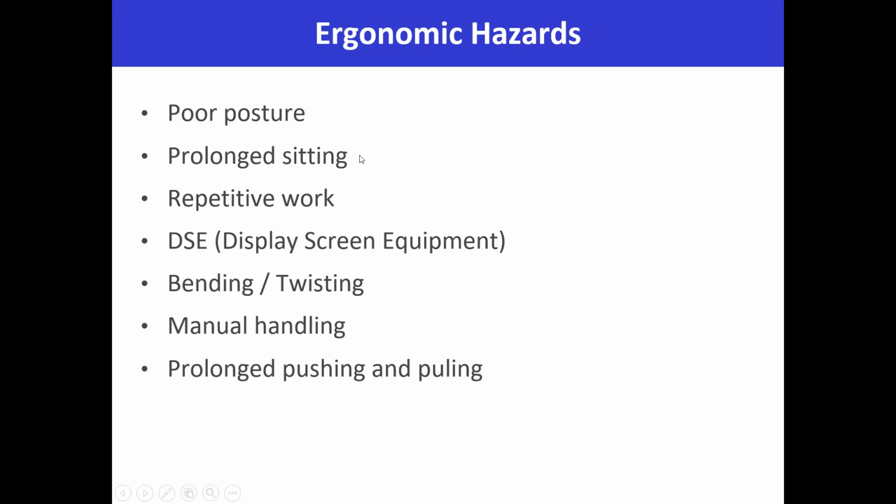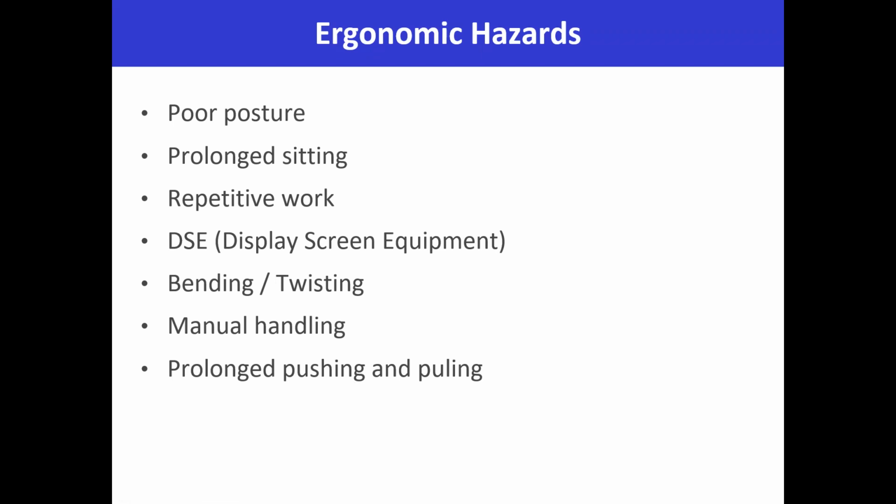So poor posture is a hazard. Prolonged sitting is another hazard. If you keep on sitting for a long time, your blood circulation will be interrupted and you might get health issues from that. Repetitive work is also another ergonomic hazard. You keep on doing the same thing, for example, you have to keep on typing all day, or you have to keep on doing the same work all day. That is also an ergonomic hazard.